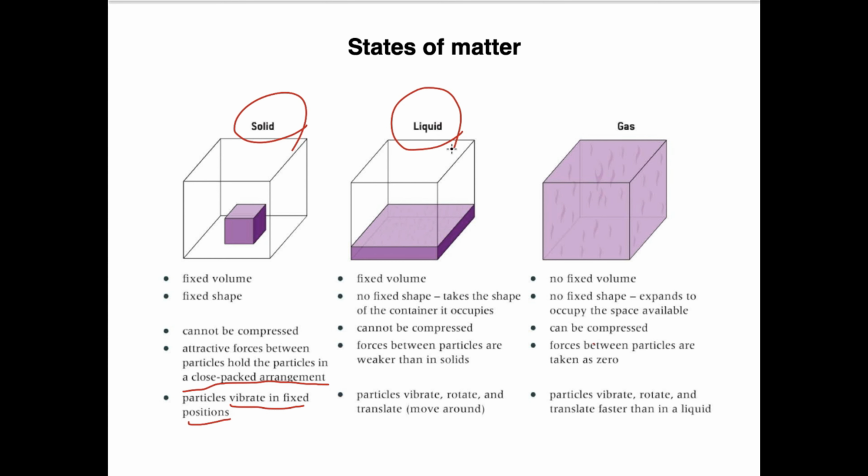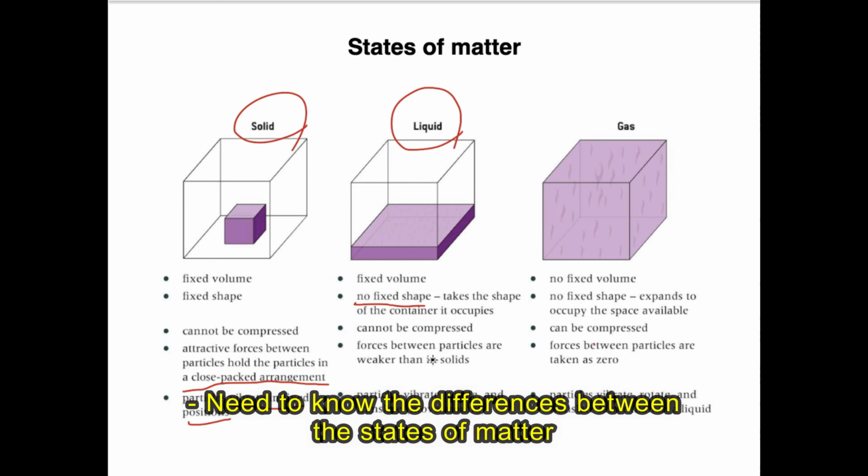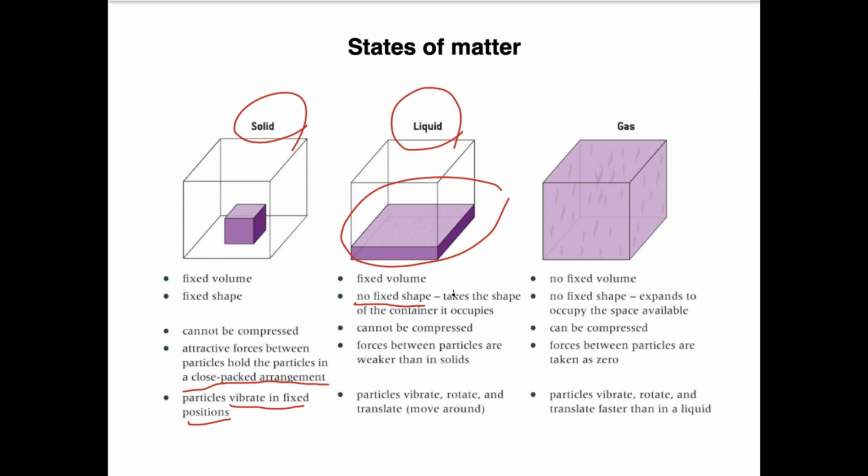Now let's look at liquid. Liquid also has a fixed volume, but it doesn't have a fixed shape. It takes the shape of the container it occupies, as you can see in the picture above. It cannot be compressed like solids. The forces between the particles are weaker, so not only will they vibrate, but they can rotate and translate.